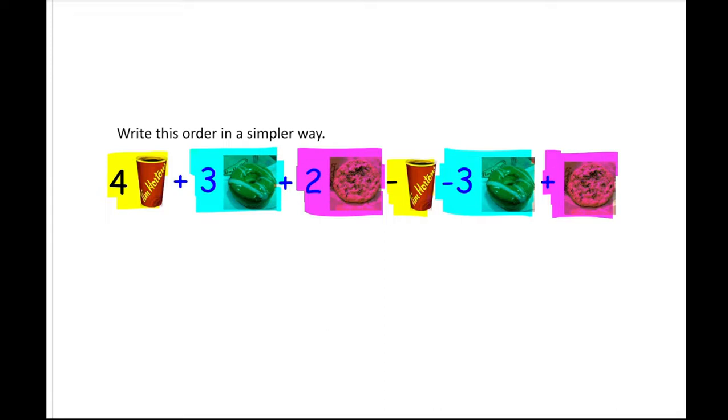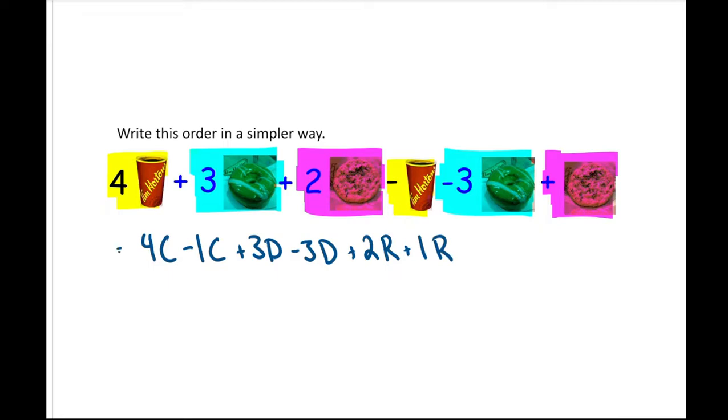It will be a helpful tip later, but for right now, we can clearly see which ones are similar. So I'm just going to group those parts together. 4 coffees minus 1 coffee plus 3 donuts minus 3 donuts plus 2 raisin cookies plus 1 raisin cookie. Now I can add all of these up. I've just kind of rearranged it just to order things nicely.